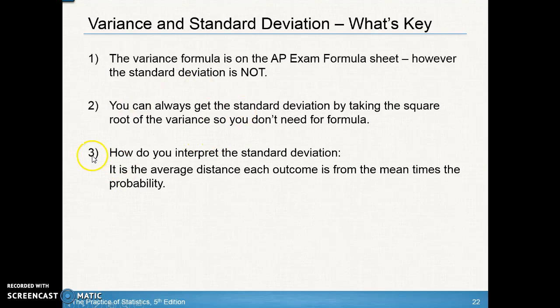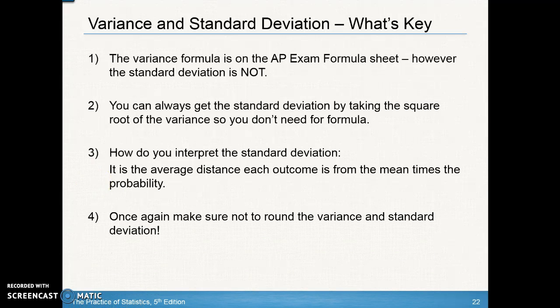How do we interpret that standard deviation that we talked about on the previous page? Well, I kind of mentioned it, but it's the average distance each outcome is from the mean times the probability. Basically that's saying it's the average distance that each individual outcome, so losing $1, how far away is that from the mean times the probability of that event occurring. Okay, that's how we find it.